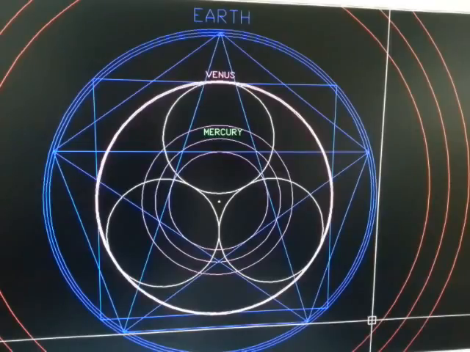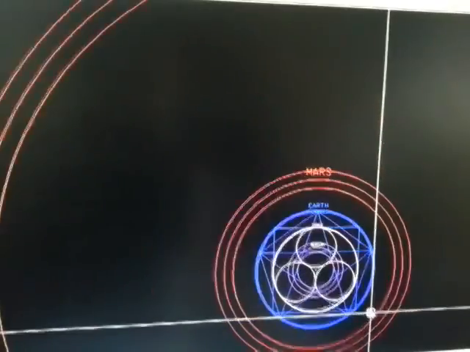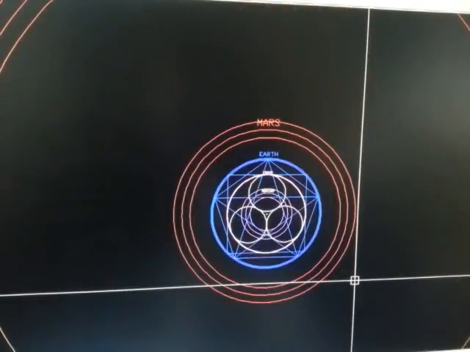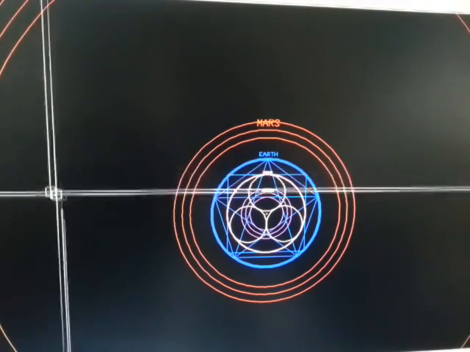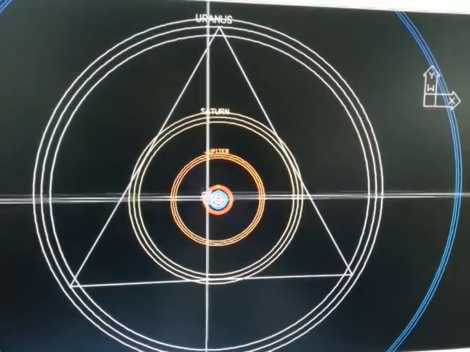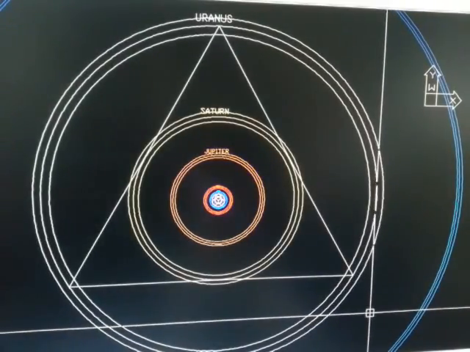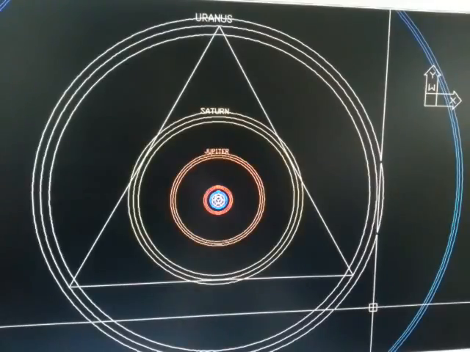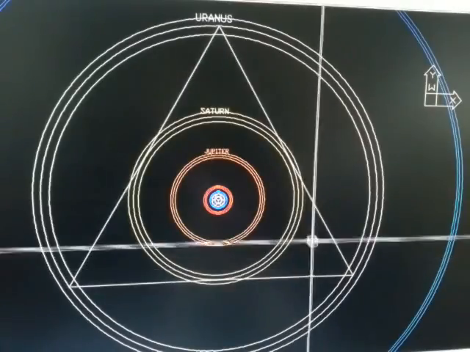Now these are just the 3 inner planets. This kind of geometry goes on right on out. Let's turn on some other stuff. So out here, if we take a triangle within Uranus's mean orbit, then Saturn's mean orbit inscribes within that triangle.